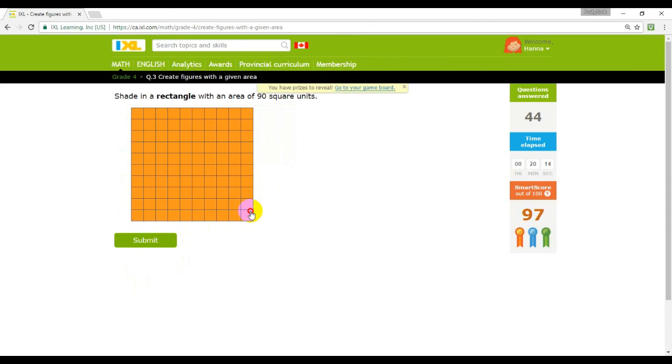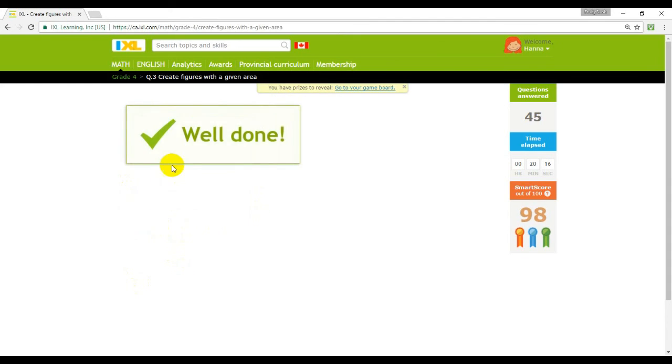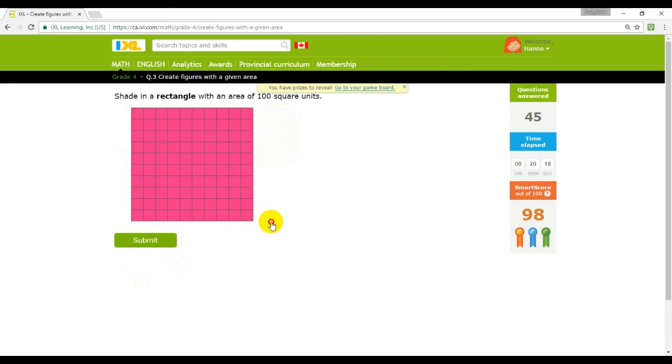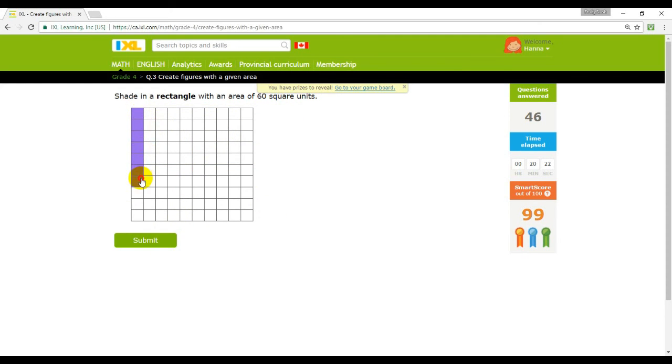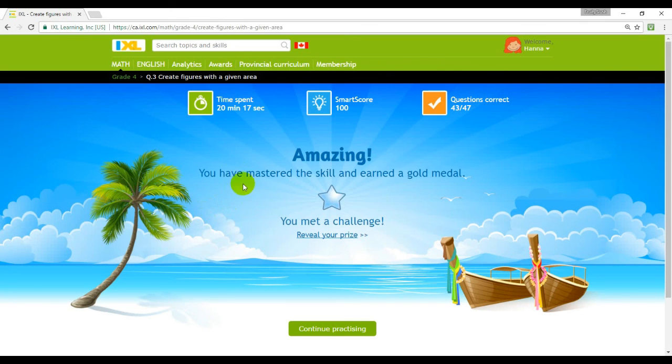99 rows of 10s. 100, that'll be the whole square filled. And 60 would be 6 rows of 10s. Amusing.